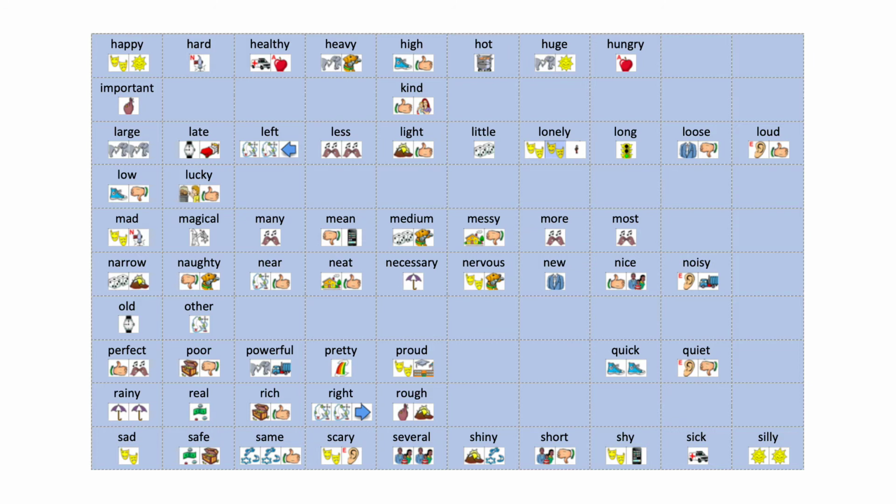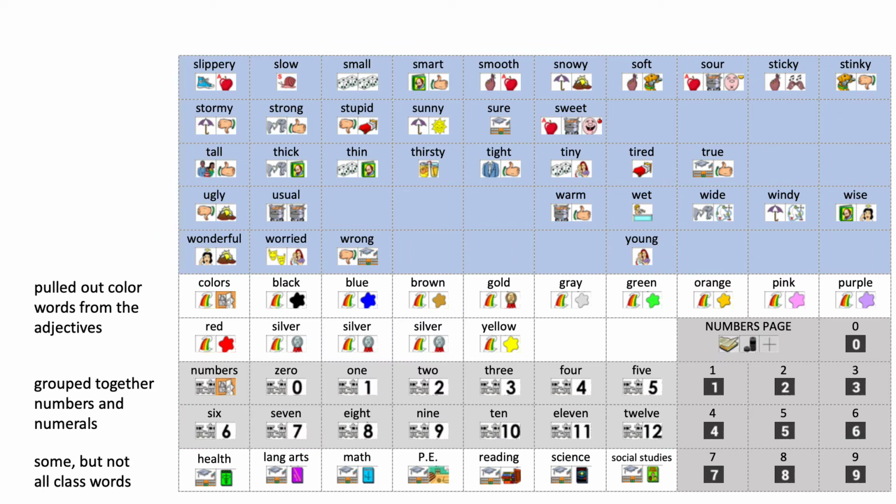Page 8 continues with adjectives, giving lots of room for adding new words. And adjectives wrap up on page 9. Color words, although technically adjectives, were placed in their own section by request of early intervention teachers. The same was true for numbers and numerals, and common classes for elementary level students.